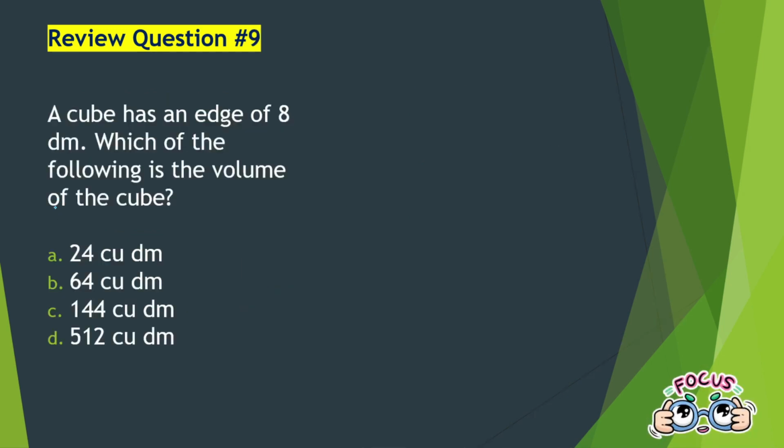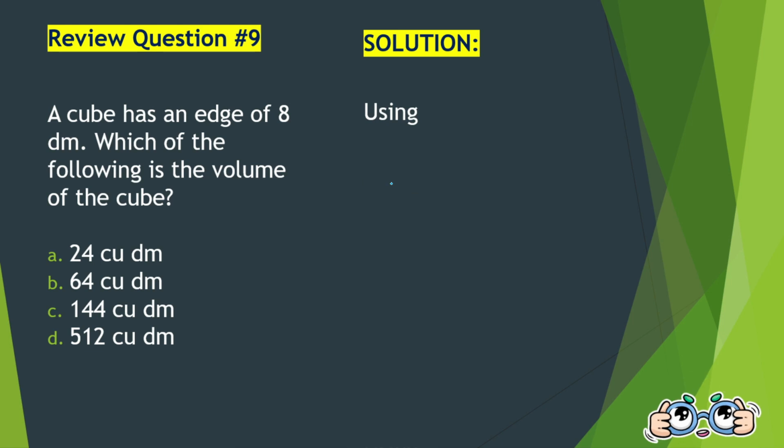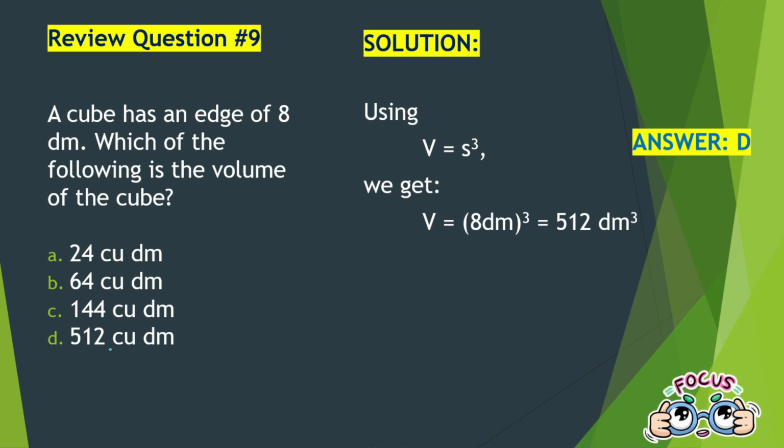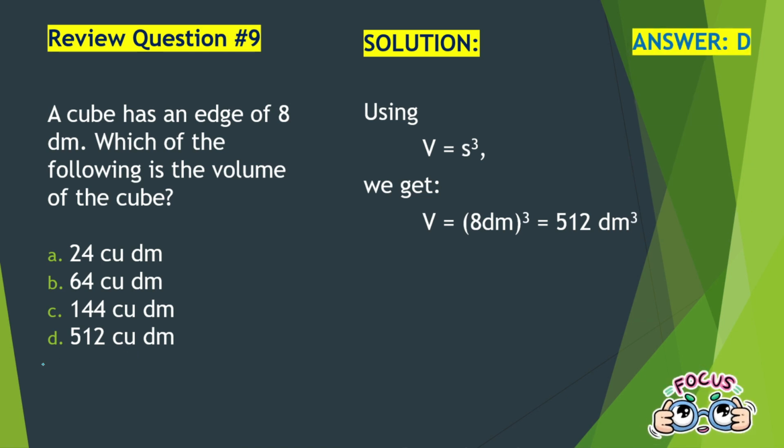Question number 9. A cube has an edge of 8 decimeters. Which of the following is the volume of the cube? 24 cubic decimeters, 64, 144, or 512. So since it is a cube figure, it's a prism actually. So we have length times width times height. But since it is a cube, it means all sides are equal. So we have 8 times 8 times 8 as part of the solution. Therefore, we get 512 cubic decimeter. Thus, the answer is letter D.